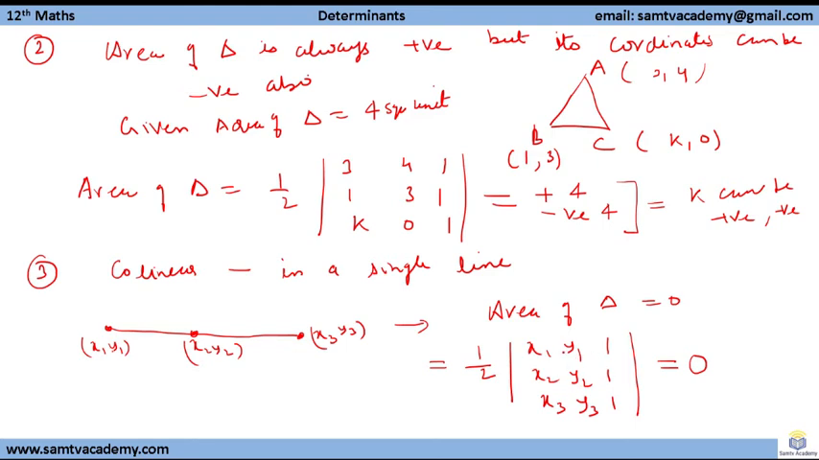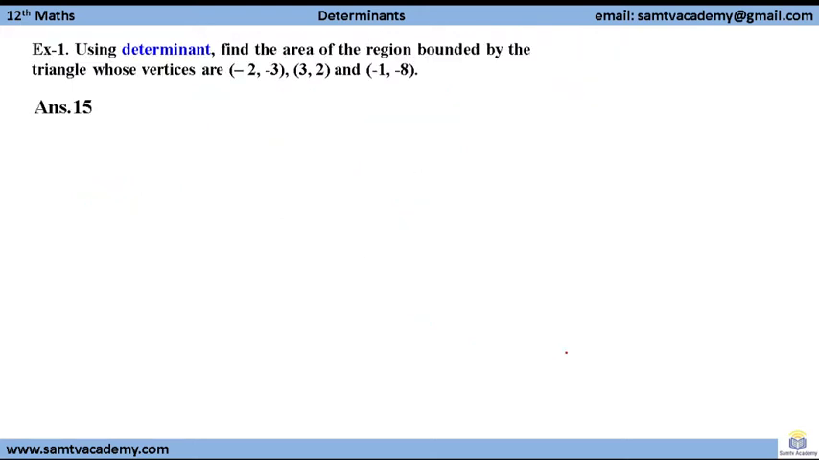Next, now let's solve some questions related to this. So the first question is saying that we have to find the area of a triangle bounded by these three vertices. So as we know, we are going to solve it.